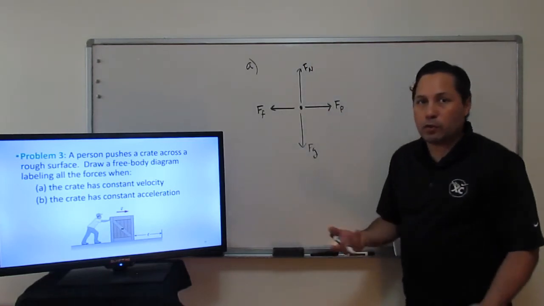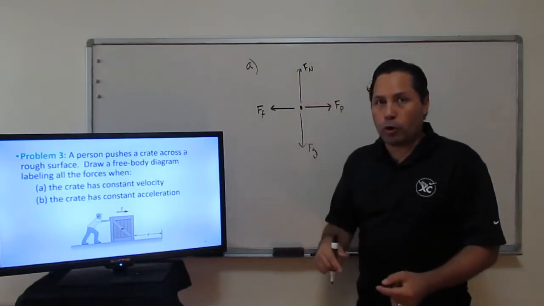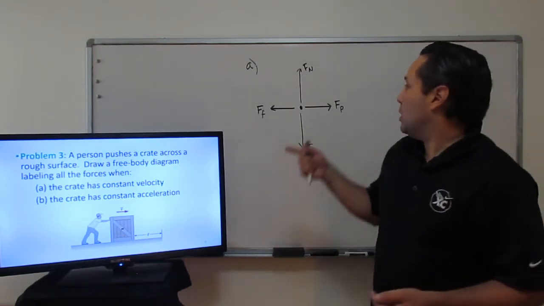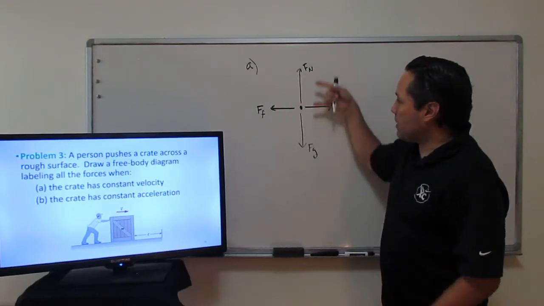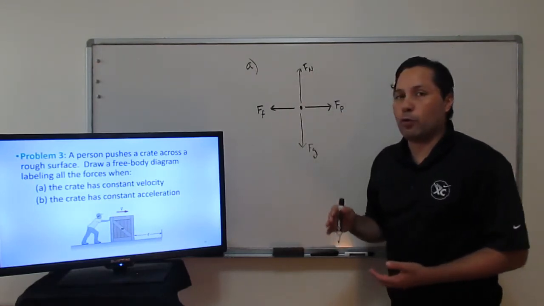So if gravity comes from the planet pulling down on this crate, normal is from the floor pushing up. It's a contact force, so it's opposite in direction and equal in magnitude, so they're the same length for both of these. So that will be the answer for A.